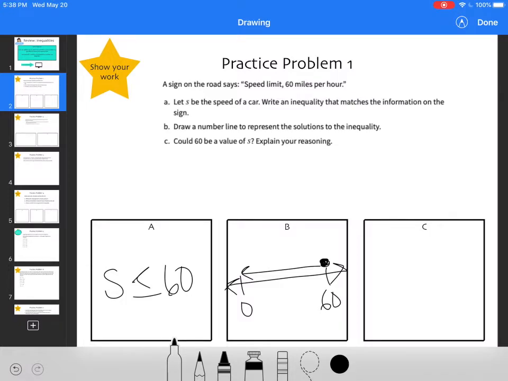Could 60 be the value of S? Yes. 60 is the fastest I can go.